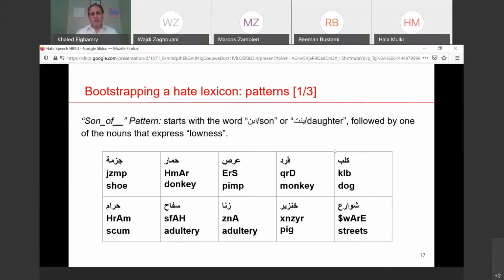The first pattern was the "son of" pattern. Usually this pattern starts with the word for son, ibn, or the word bint, followed by one of the nouns that express lowness.